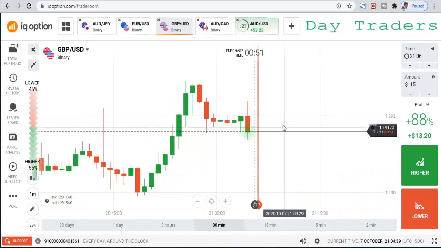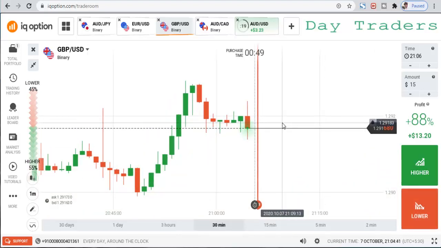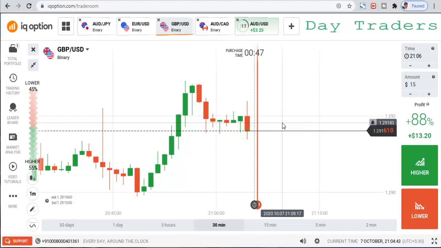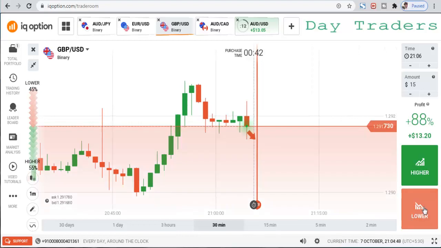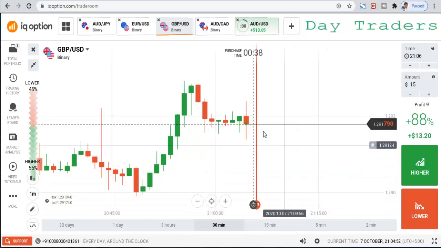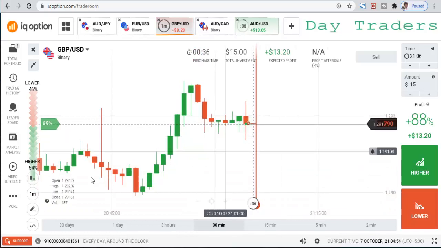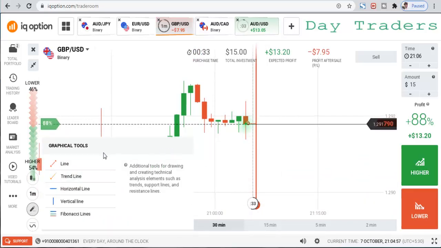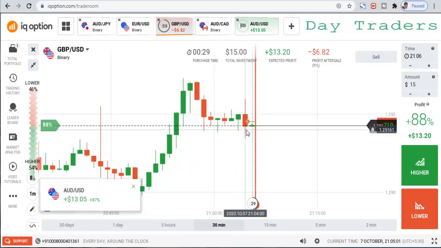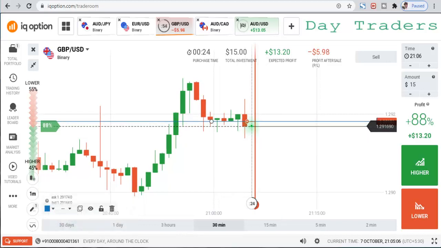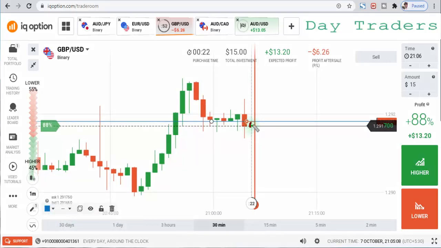This is a strong bearish candle. This is a good entry point, so I place a trade with a good entry point. This candle is closing at the level, you can see. So I'm expecting the candle to touch and reject, making a bearish candle, another bearish candle.